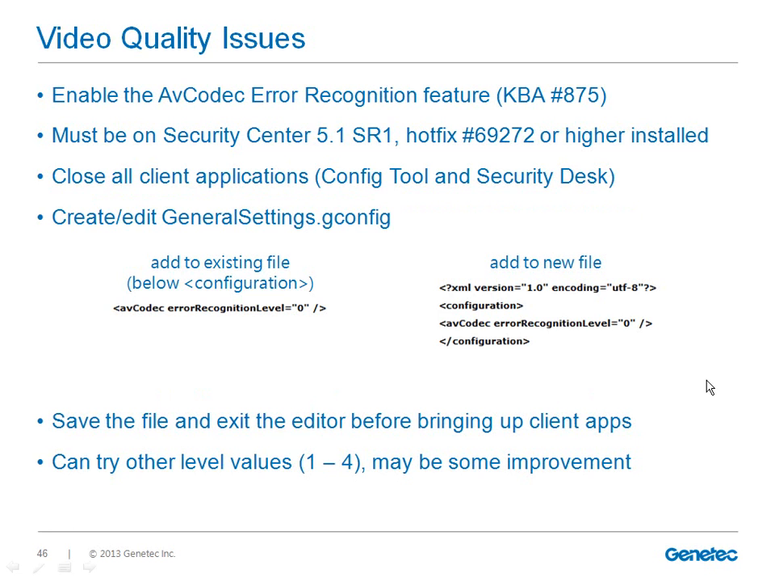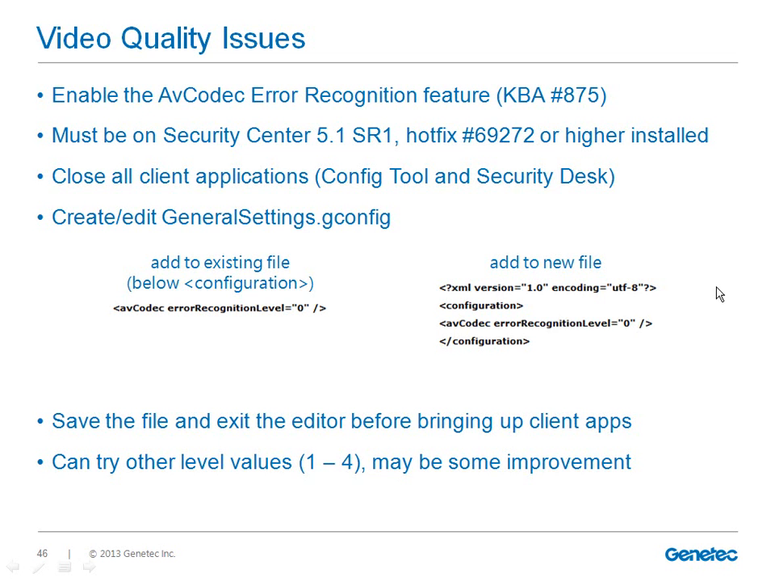Now, one last thing we can try in case we're getting the RTP packet loss issue is to enable the AV codec error recognition feature. To be able to enable this in Security Center, you're going to need to be on version 5.1, Service Release 1, and you're going to need hotfix 69272 or later installed.